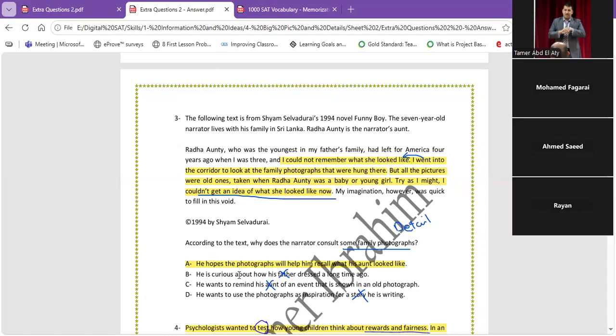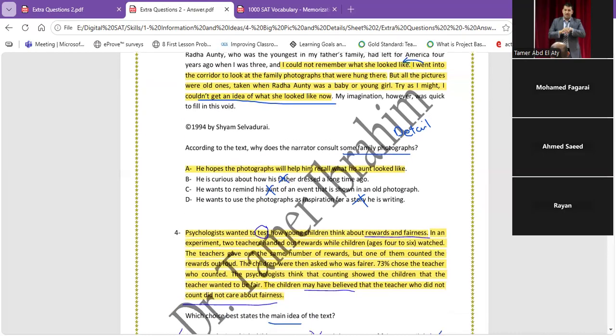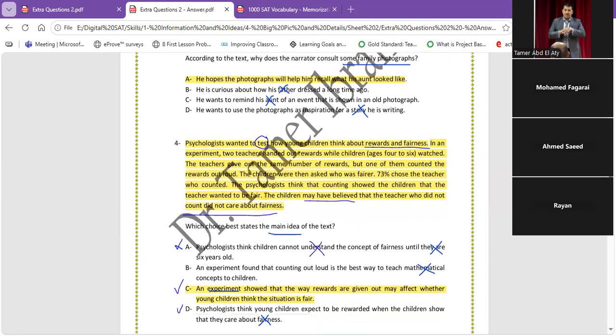He is curious about how his father dressed a long time ago. He didn't mention his father. He just mentioned his father's family. The main thing for him is Radha Auntie. He wants to remind his aunt of an event that is shown in an old photograph. He didn't remember her, and he wants to remember. He wants to use the photographs as inspiration for a story he is writing. He didn't talk about any kind of story. The last question, start your answer by yourself.